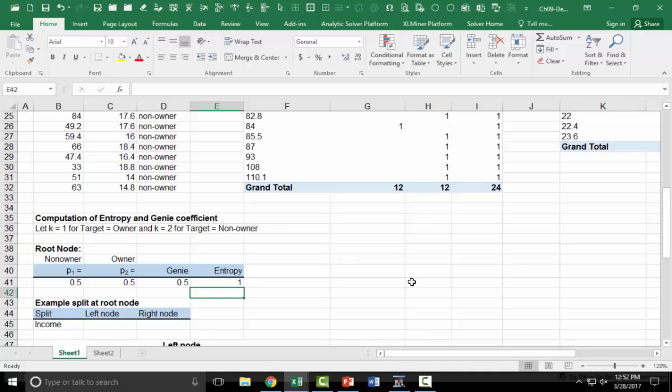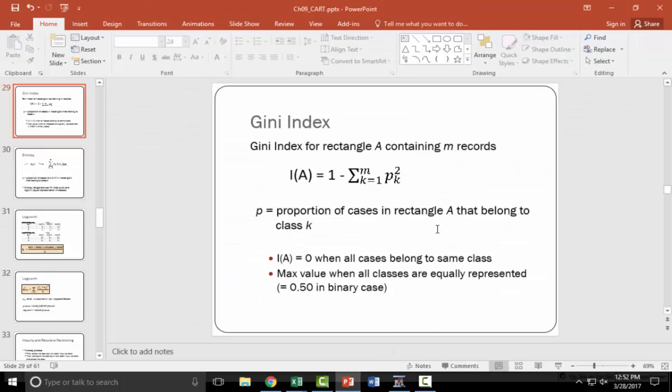You have a question? D41. Okay, so that's this one: 1 minus the sum of the individual p's, the square of each p.